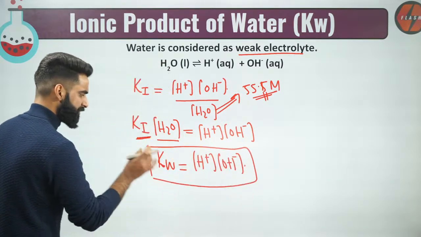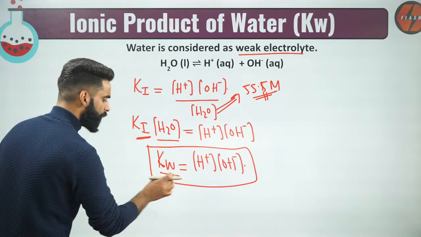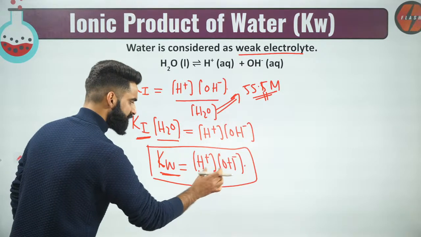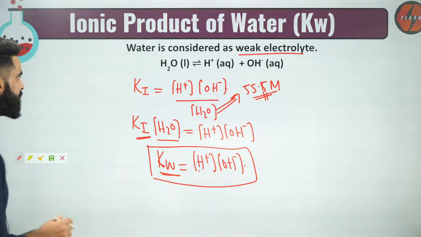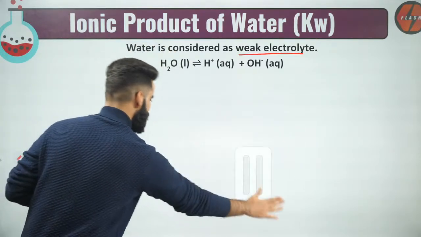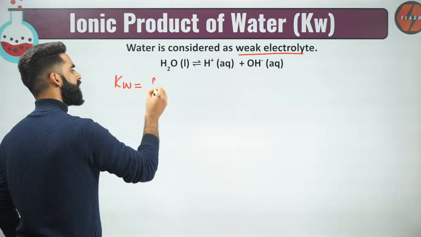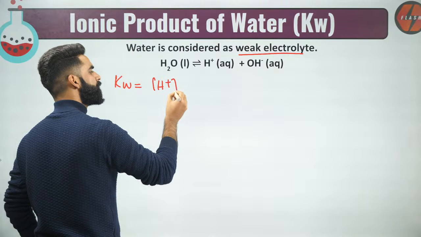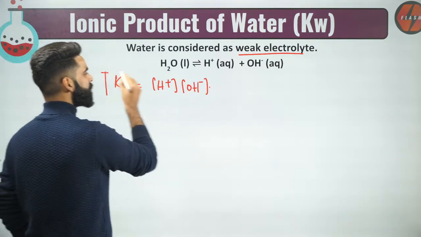And what is this Kw? Kw is nothing, it is just the product of these two constants. Ionic product of water, Kw, is nothing but H positive concentration multiplied by OH negative concentration. This is something which I got right here. Now, guys, understand one more thing. Till now, I got Kw, which is the ionic product of water, equal to concentration of H positive multiplied by concentration of OH negative. Let me tell you guys, this relation is valid at all temperatures.